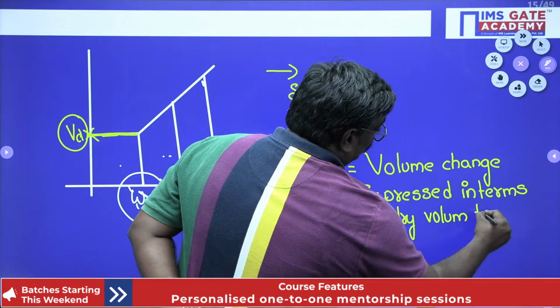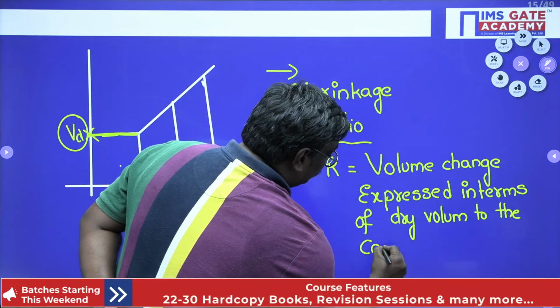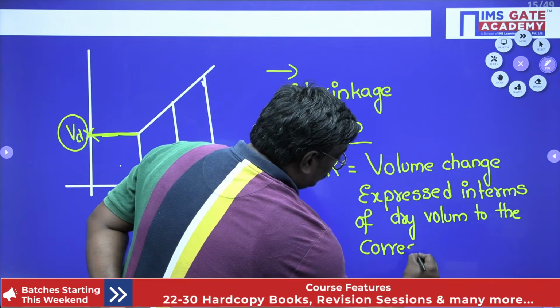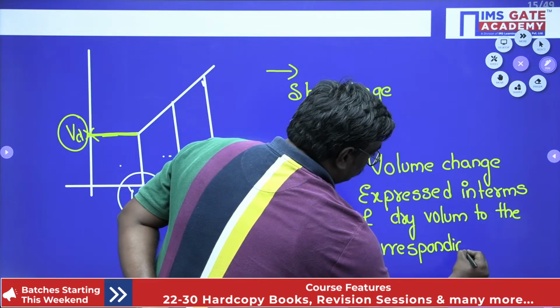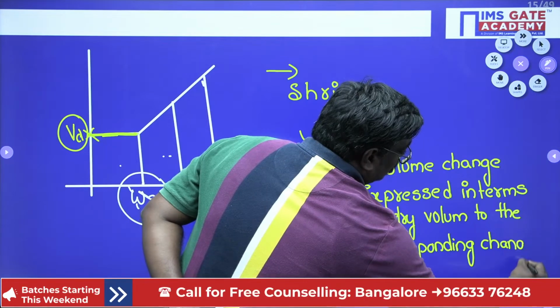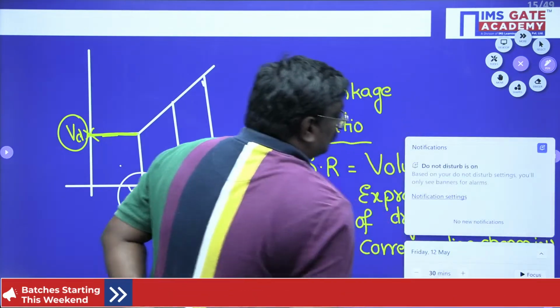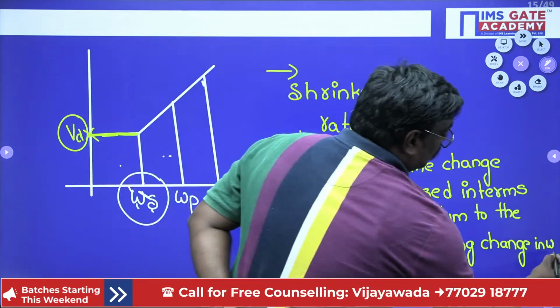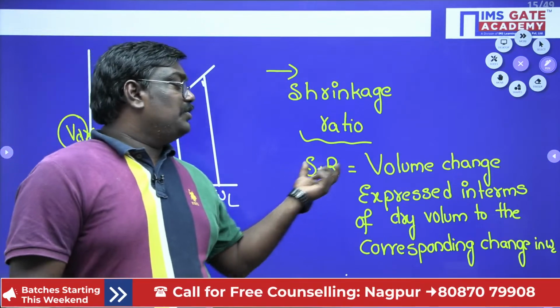Shrinkage ratio is defined as the volume change expressed in terms of dry volume to the corresponding change in water content. So here, my dear students, what is actually this shrinkage ratio?